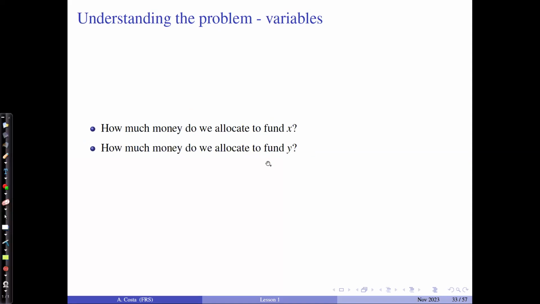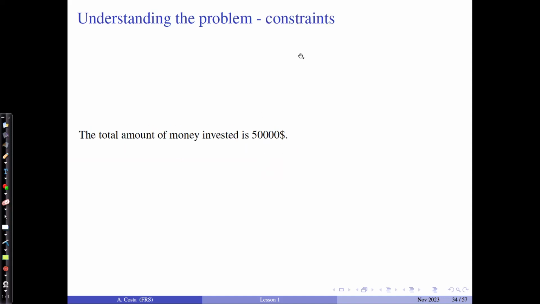Next, what are the variables? Well, if we want to invest the capital, we need to know how much we are allocating to fund X, and how much to fund Y. So these are the variables of our problem. And finally, the only constraint here is that the total amount of money is 50K. Right, we are not using leverage here. It's a very simple problem. We just have a 50K cash account. We can only invest that, and we want to invest all of it.